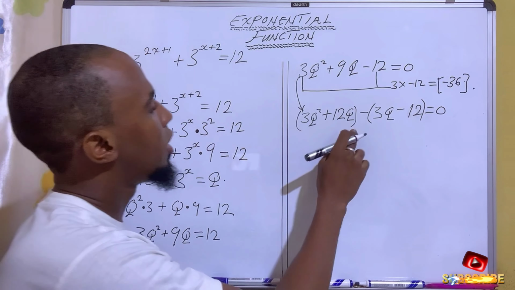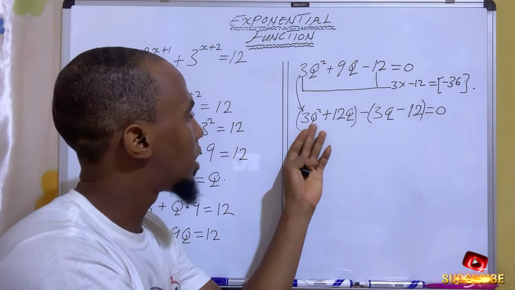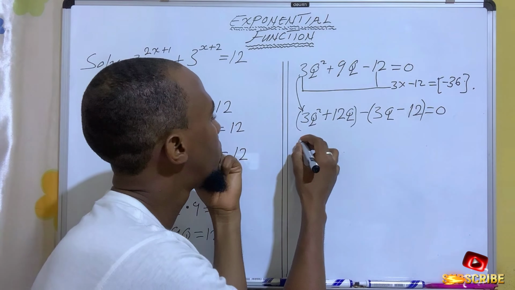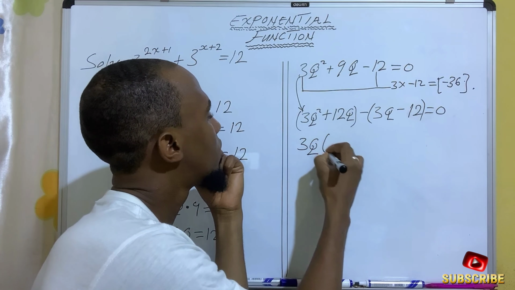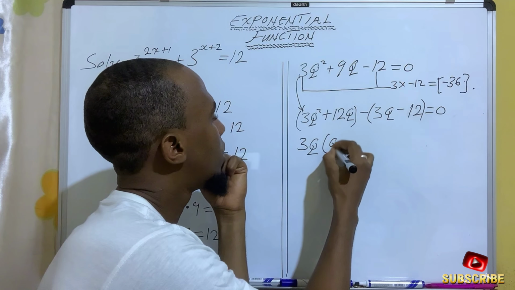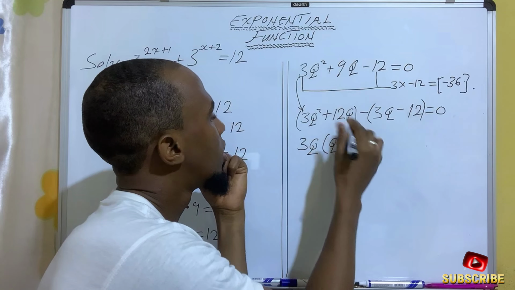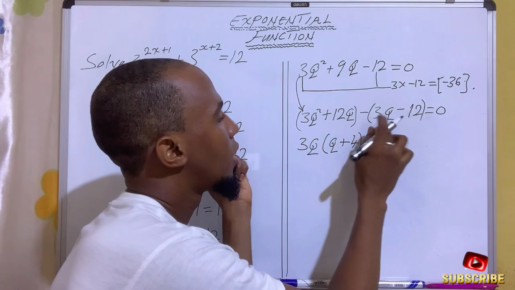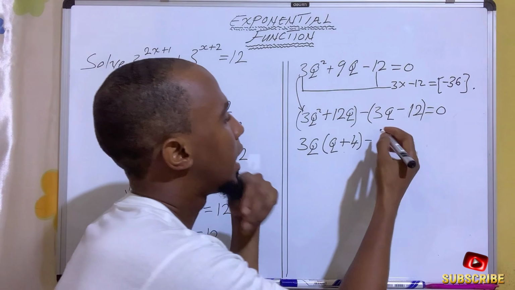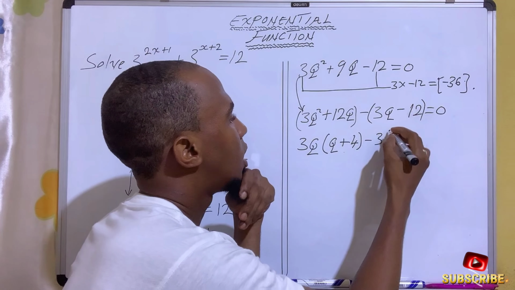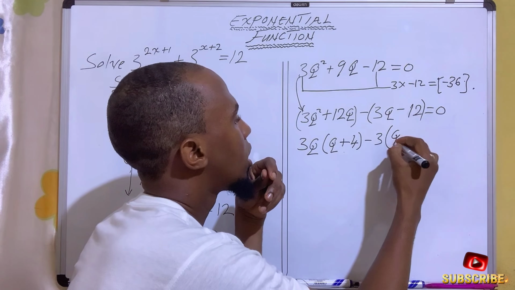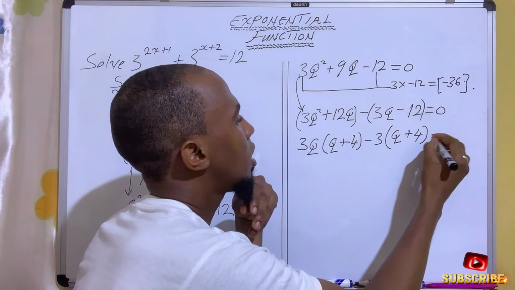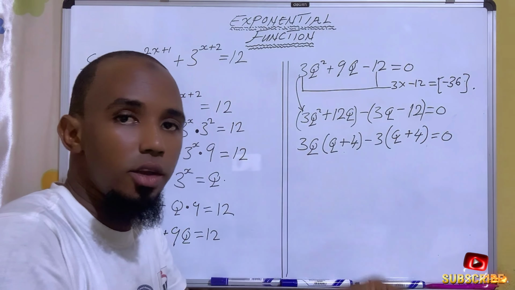We check what is available here. We have 3q here and 12q. What is the common factor there is 3q. We factor out 3q. We are going to have q remaining there plus 4. Minus here, what is the common factor there is 3. We factor out 3 into q plus 4. Everything is equals to 0.